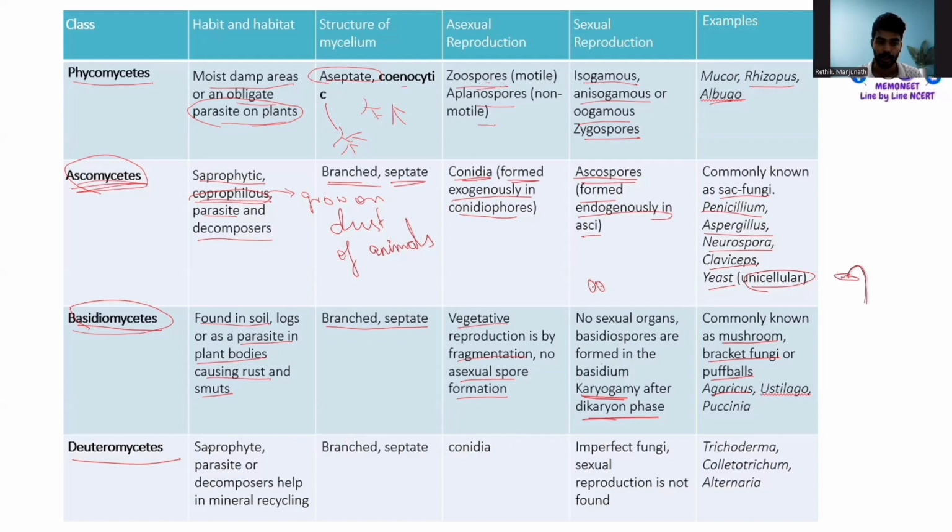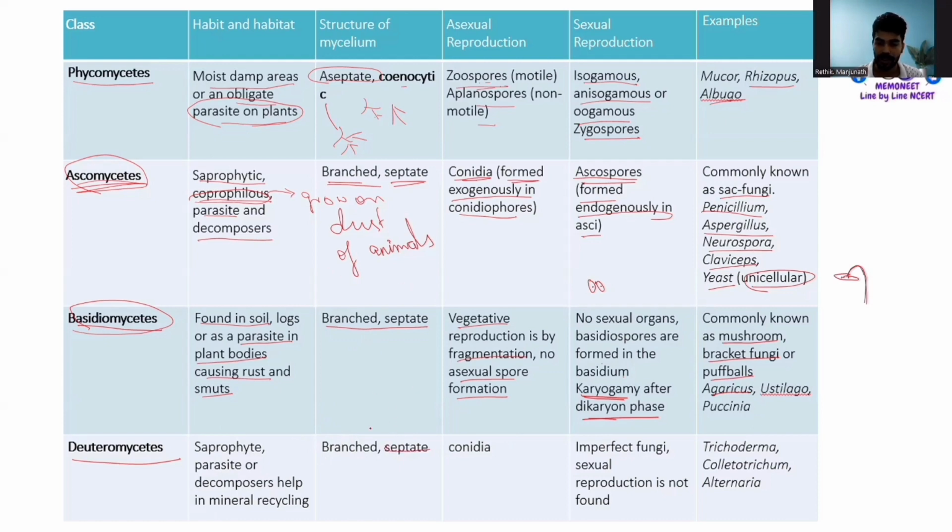Coming to the deuteromycetes, they are basically saprophytic or parasitic in nature. They even act as decomposers, which helps in mineral recycling. So, what about the mycelium structure? Again, they are branched and septate.